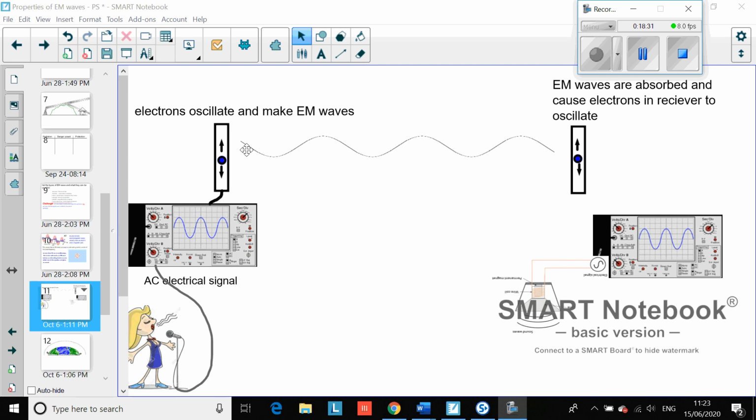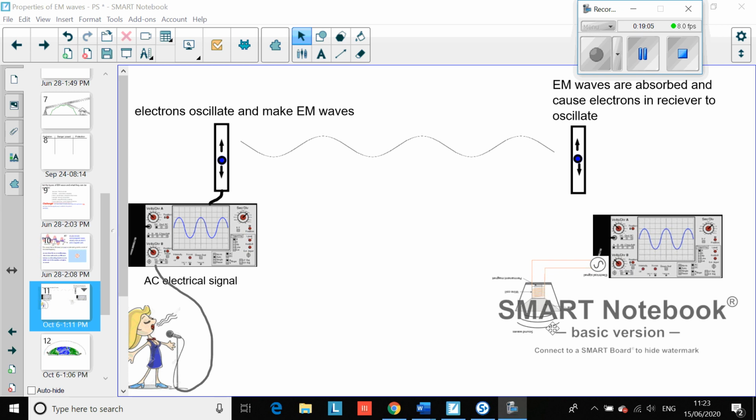Now, what will happen is our receiver or our aerial will pick up these radio waves, and that will cause the electrons to oscillate up and down. They absorb the energy from these radio waves, and the electrons go up, but then they fall back down as they give that energy out. And so they start to oscillate with the same frequency. And there it is. And then that can be created into an alternating current, an electric signal, which can then go to a speaker and pump out those frequencies.